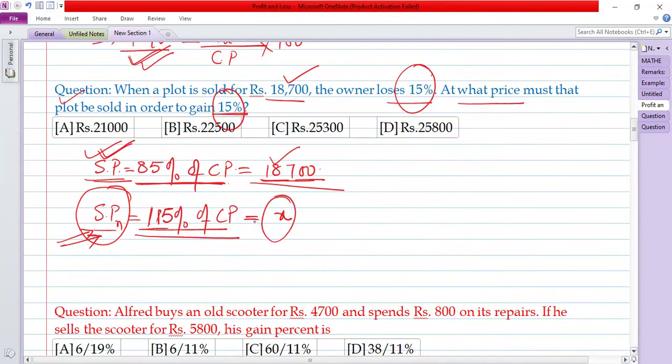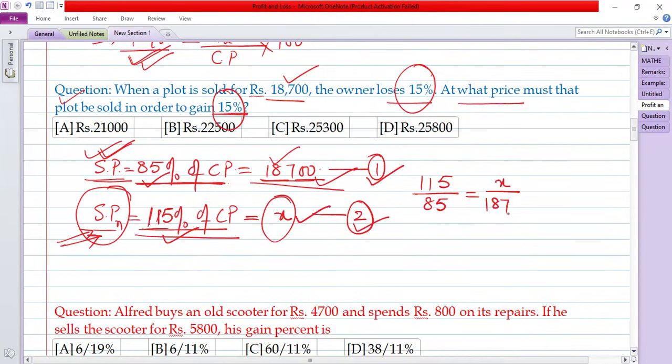So let it be X. Basically, from these two equations, we have to find X. How can we find it? Simply divide. Let it be equation number one and equation number two. So divide equation two by equation one. What we get is 115 divided by 85, and this will be equal to X upon 18,700.